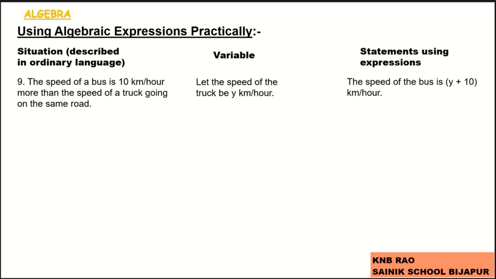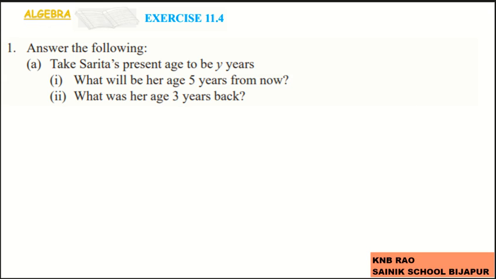Now getting into the exercise questions of 11.4. 11.4 mainly contains 3 main questions. In each main question, sub-questions are there. In each sub-question, sometimes you will find sub-questions again. Here in the first main question, sub-question A contains sub-questions Roman numerals 1, 2, 3 up to 5. Let's take Roman numerals 1 and 2 in sub-question A.